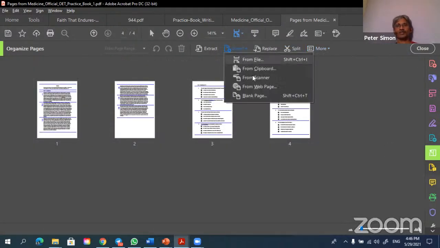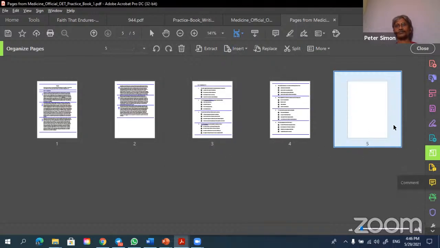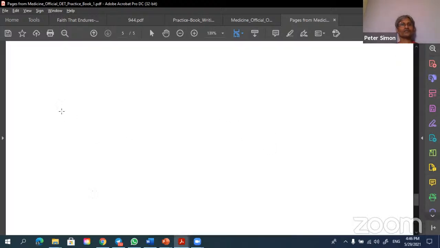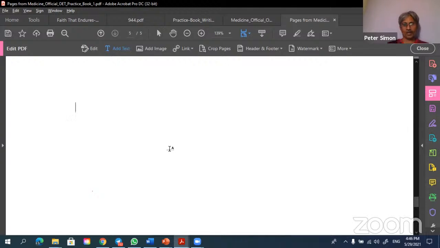So insert blank page. Now in this blank page, I'm going to give you, okay. Now here, cardinal and ordinal numbers.